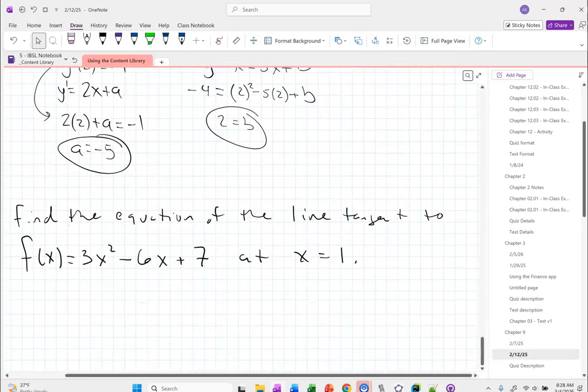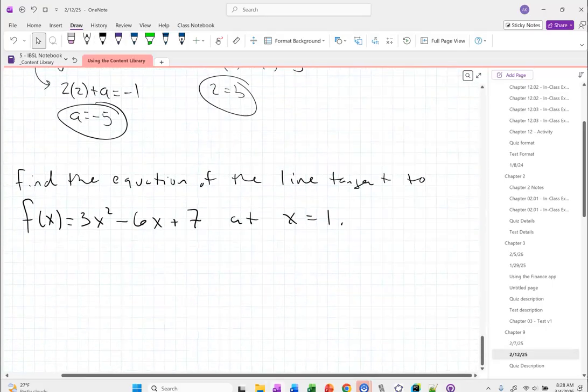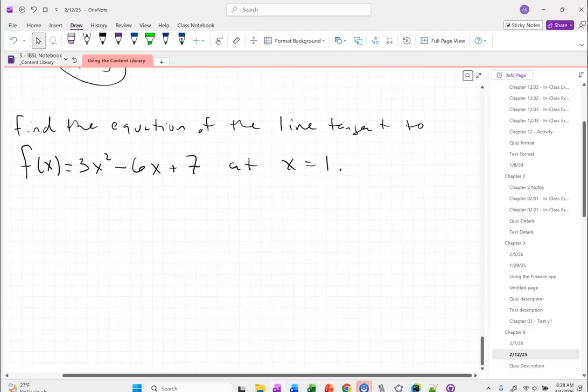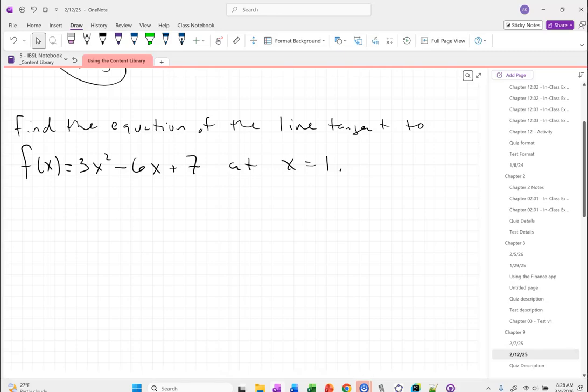Last example. Find the equation of the line tangent to the curve f of x equals 3x squared minus 6x plus 7 at x equals 1. If I want the equation of a line, what information do I need in order to write the equation for a line? Slope and y-intercept.